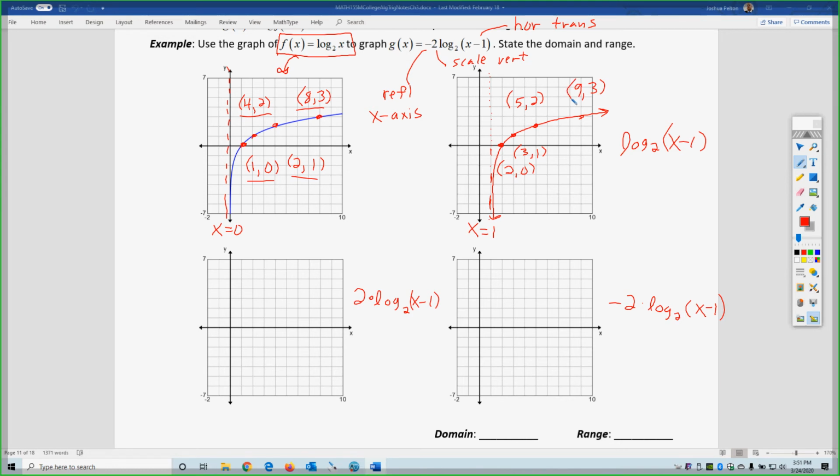So next one is a times 2, which is a vertical translation because it's on the outside. Outside's vertical, which is y. So we only change the y value. So (2, 0) stays (2, 0) because we're only changing y times 2. The next one, (3, 1), goes to (3, 2) because we multiply the y by 2. The next one, (5, 2), goes to (5, 4).